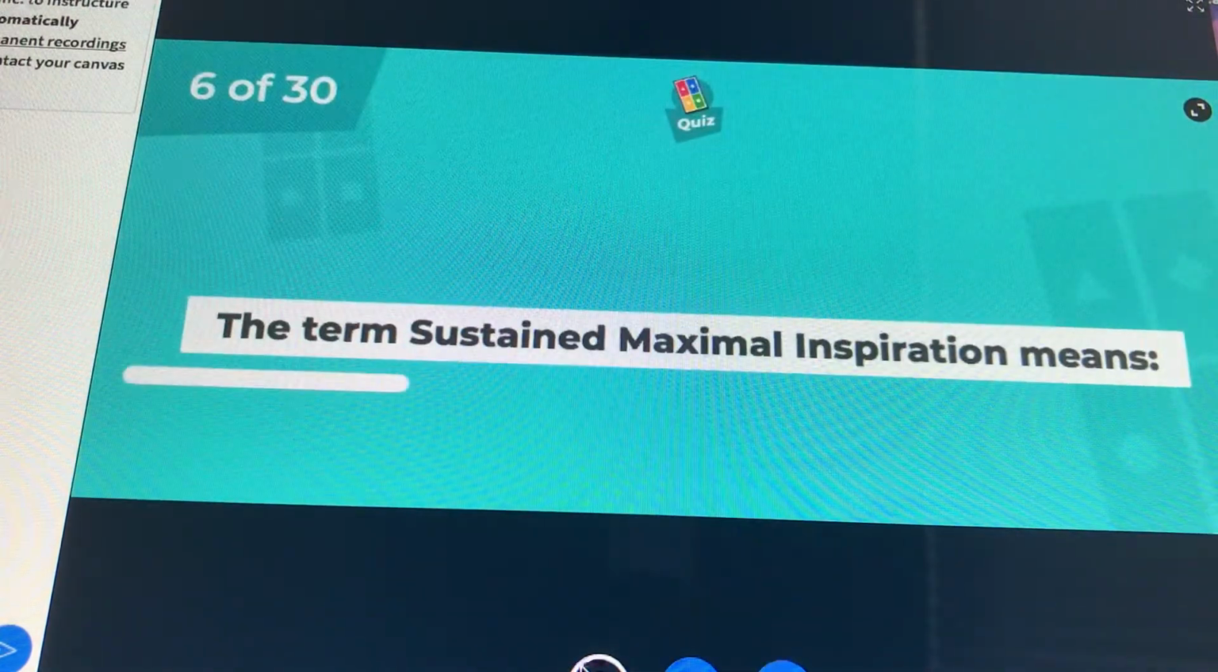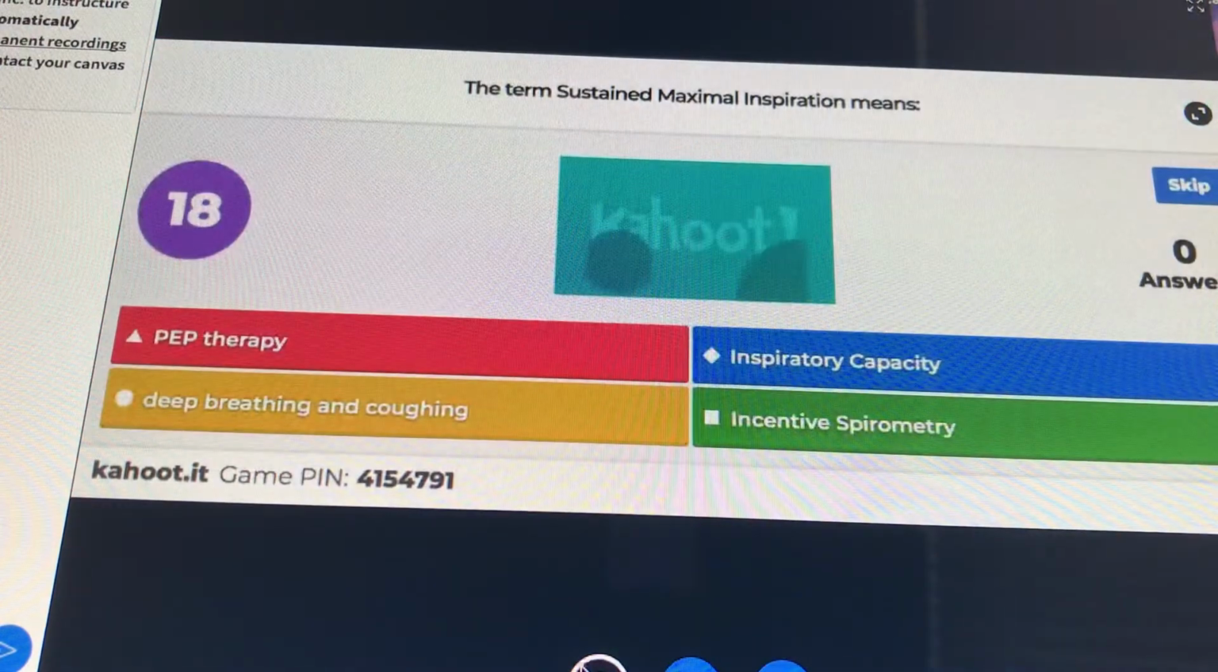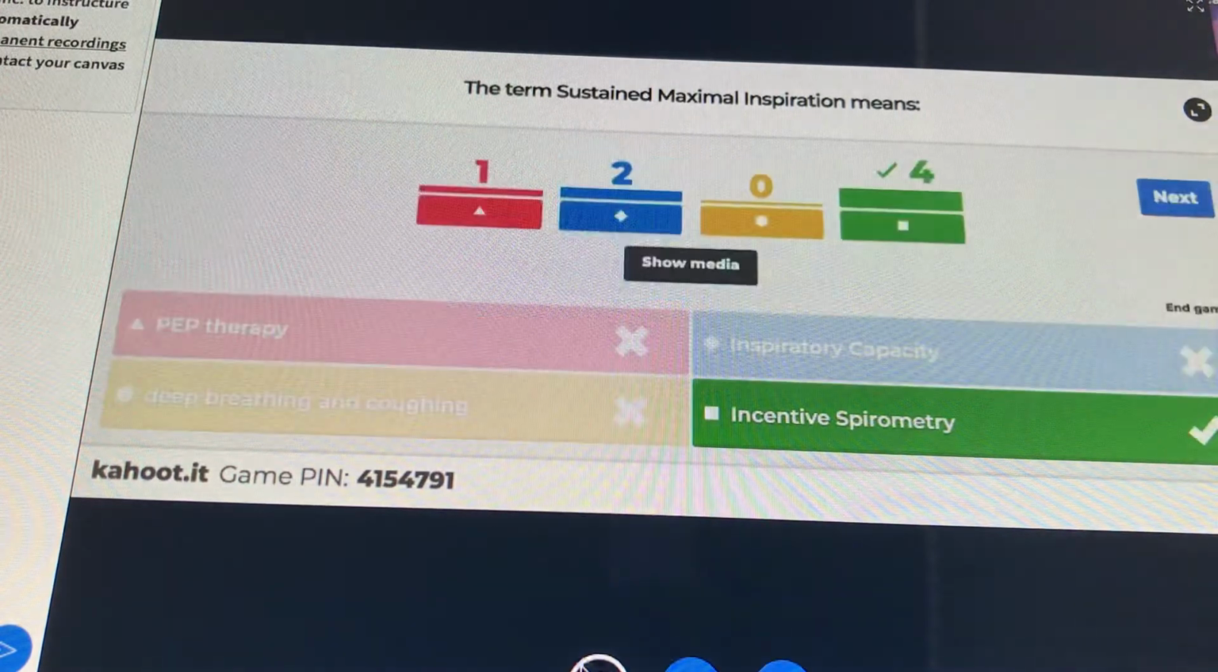The term sustained maximal inspiration means incentive spirometry, or IS.